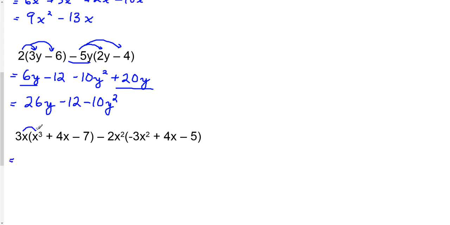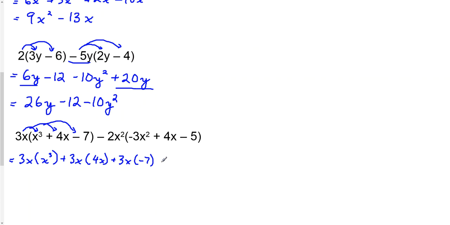First thing, distributive property. So we're going to have 3x, and we'll write out all the steps on this one, times x cubed plus 3x times 4x. That's this next step here, plus 3x times that negative 7. There's our distributive property for the first bracket.